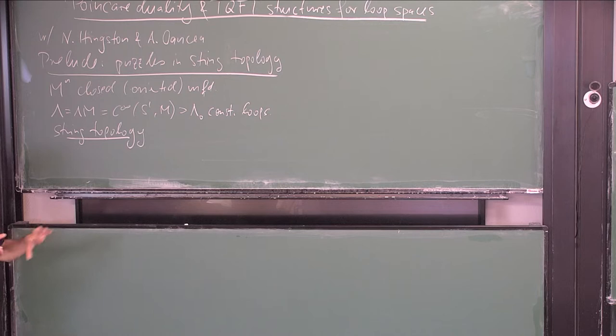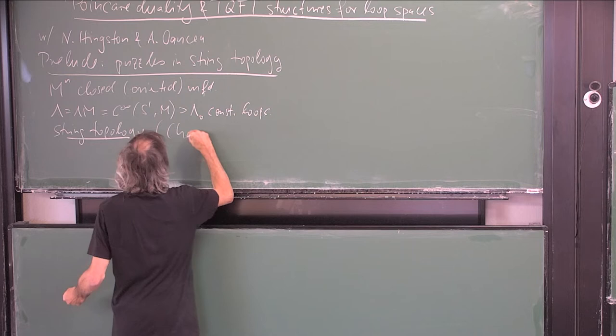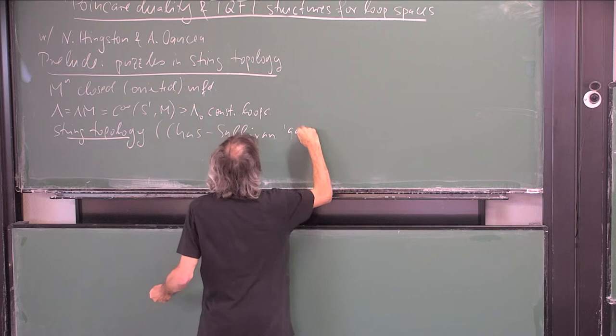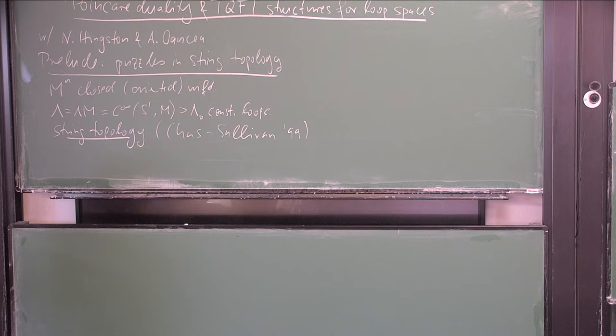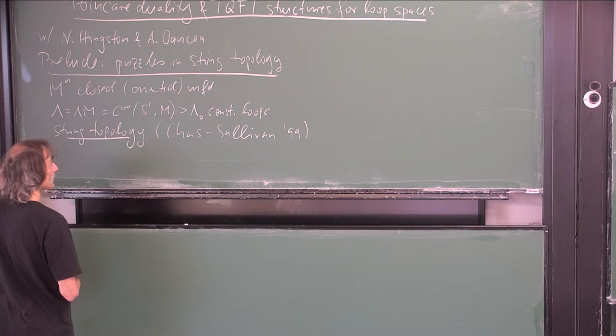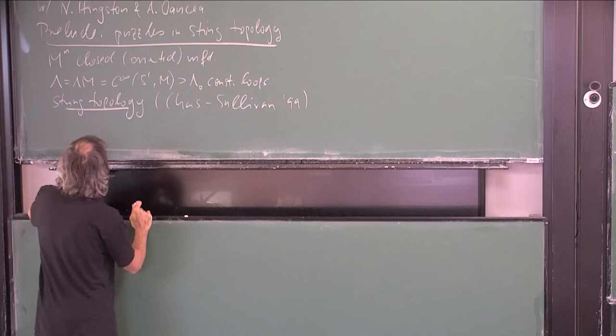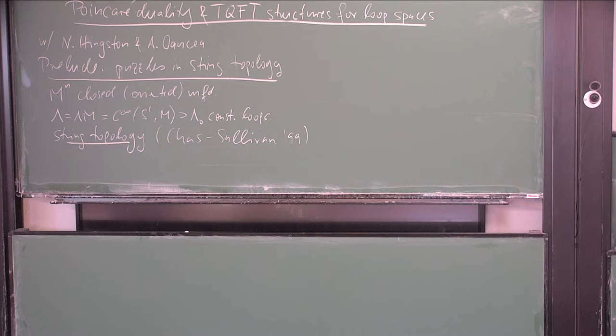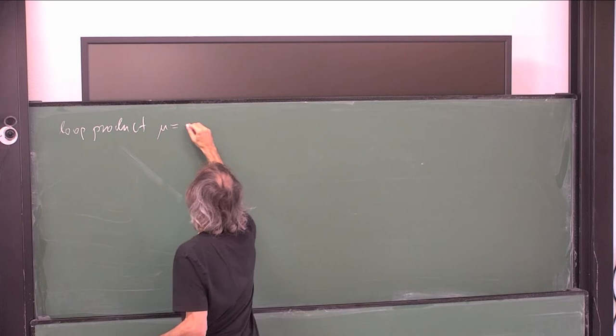So string topology, as defined by Chas and Sullivan, '99, gives us operations on the homology of the free loop space. And I will mostly be interested in two operations. The first one is a product, and the second one is a co-product. So the first one I will call the loop product. I will sometimes denote a product by mu, sometimes I will write a dot for it. So this is on the homology of lambda.